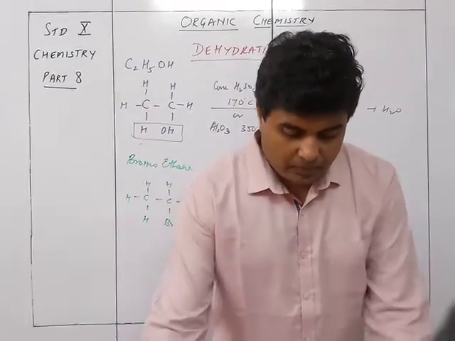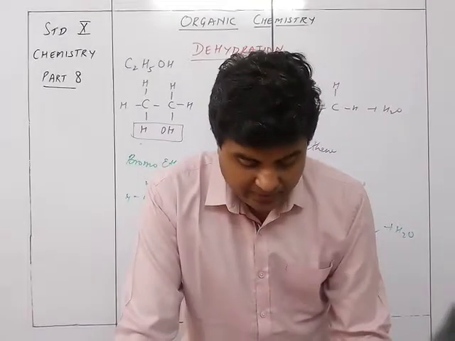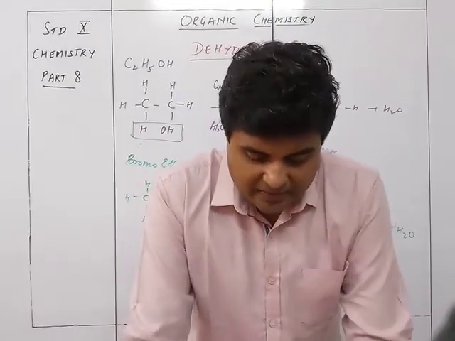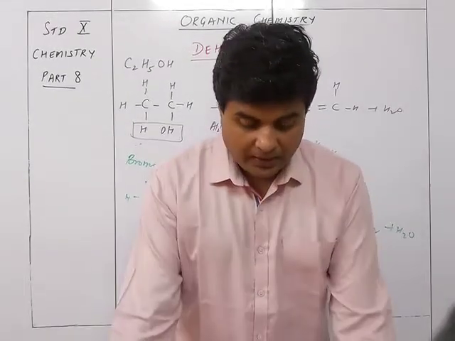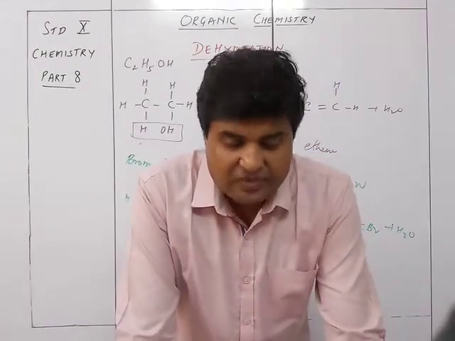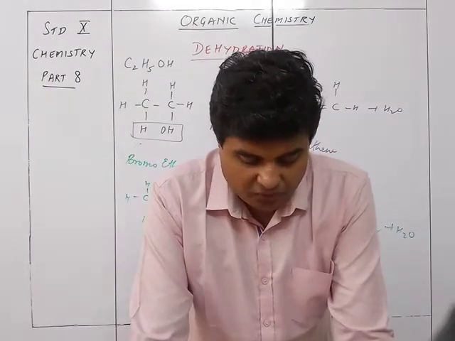So you can see over here the reactants are alkyl halide, that is ethyl bromide, or C2H5Br, and hot concentrated alcoholic KOH solution. Dehydrohalogenation involves elimination of hydrogen and halide. Product ethene is collected by downward displacement of water.